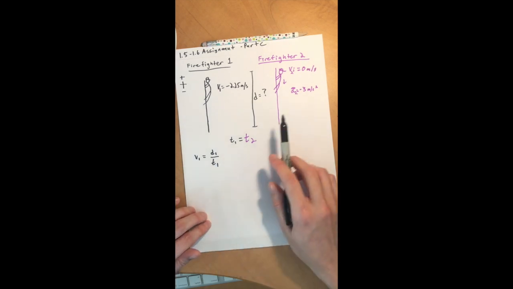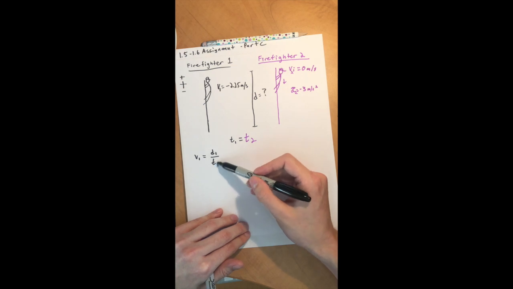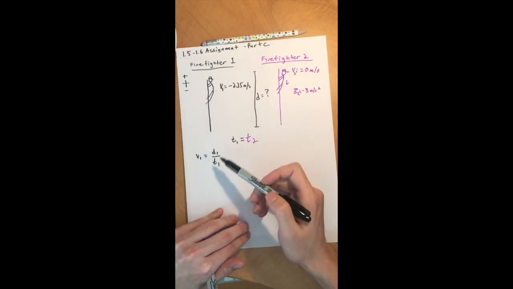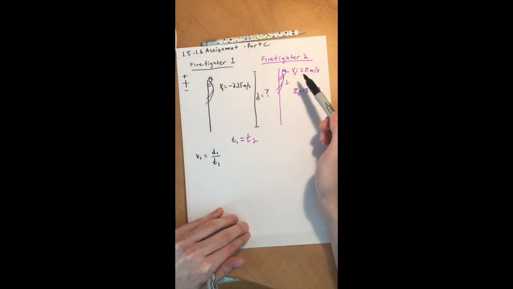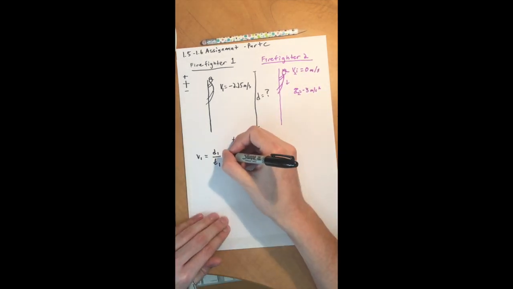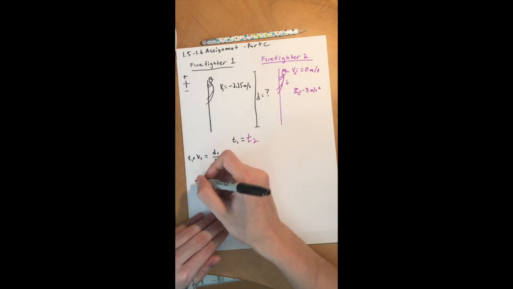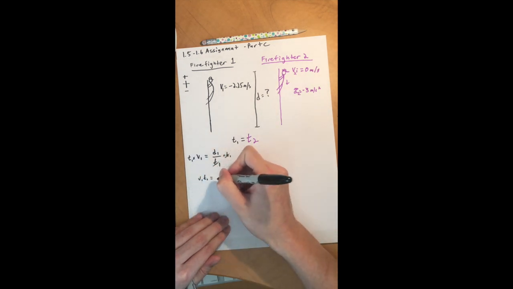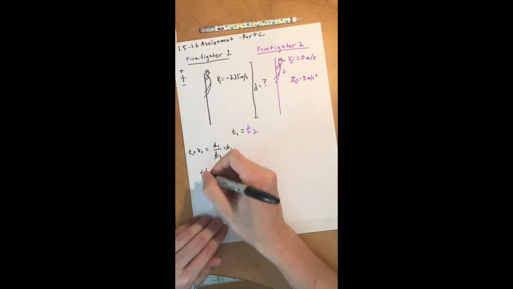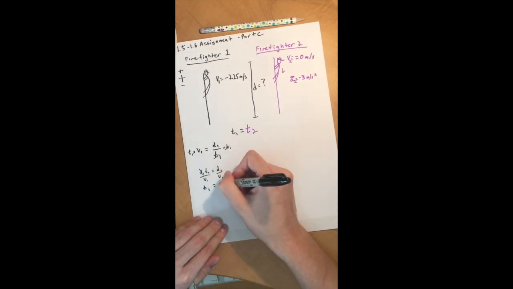Now, we know that the times are equal between the two, right? So let's see if we can get his time here, and then whatever T we get there, we know also applies to firefighter 2. In other words, if I manipulate this a bit, so if I multiply both sides by T1, to get V1 T1 equals D1, and then go ahead and just divide both sides by V1. There we go. Now we've got T1 is equal to D1 over V1.